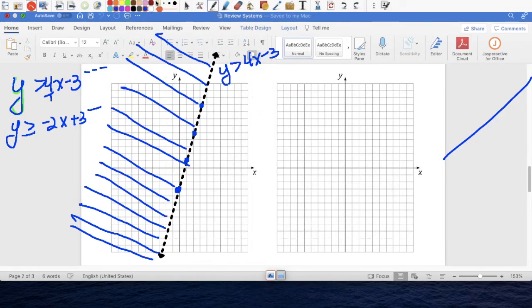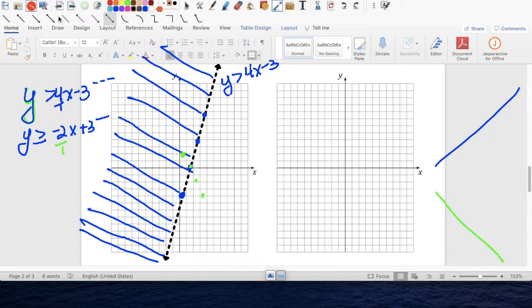The second line, let me change colors, green. Y is greater or equal to -2x plus 3. The y-intercept is 3, so 1, 2, 3, right here, y-intercept. And it's a negative slope, so the line is coming down like that. So it's -2 over 1. 2 up and down, 1 left and right. Changing y is 2, changing x is 1. So if I go down 1, 2, I go 1 to the right, 2, 1 to the right, 2, 1 to the right, and I have enough points to have my line. You have to use a solid line for this one.